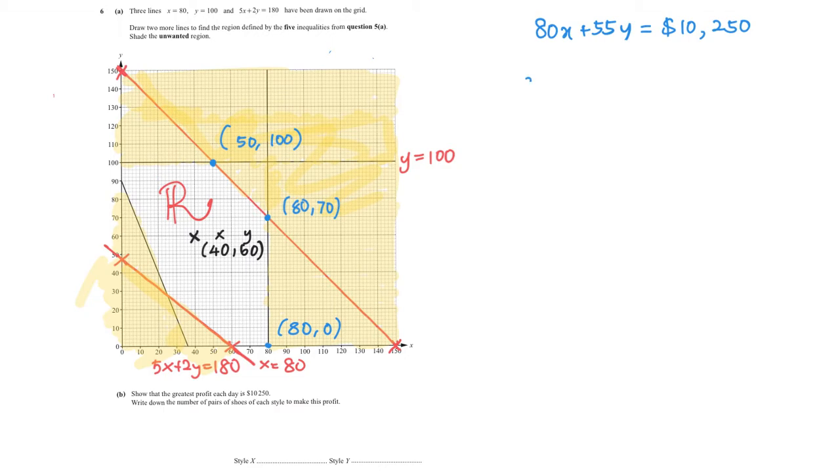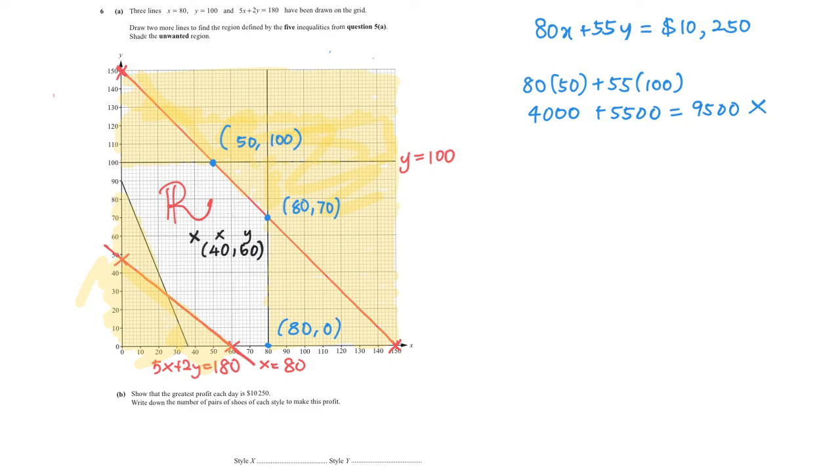Okay, let's count. 80 times 50 plus 55 times 100. So this will be 4,000, and this will be 5,500. And of course, it doesn't make 10,250. This is 9,500. Okay, so no.